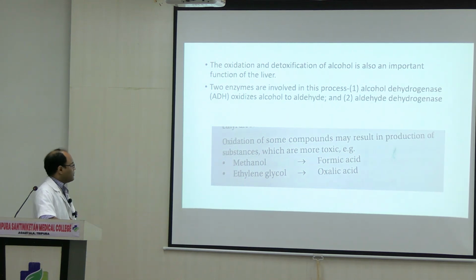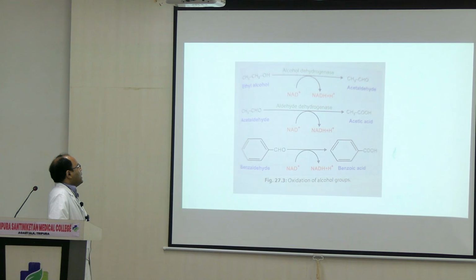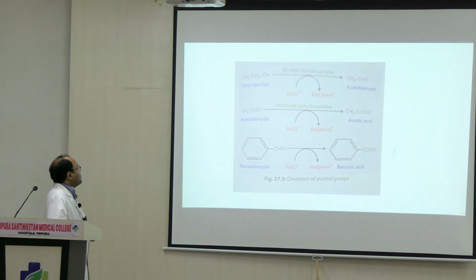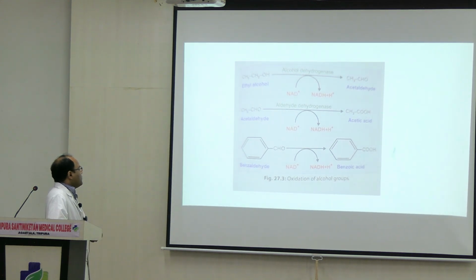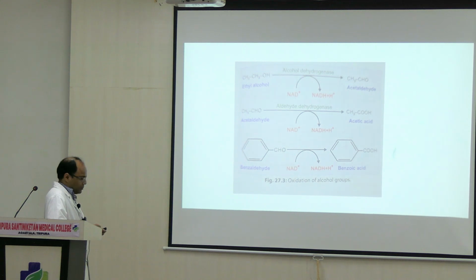Next, see this ethyl alcohol, which uses NAD plus and produces NADH plus H plus and is converted into acetaldehyde. Again, the acetaldehyde uses another NAD plus and is converted into acetic acid. So this is biotransformation. Again, this benzaldehyde uses NAD plus and produces benzoic acid. There are some oxidation reactions.